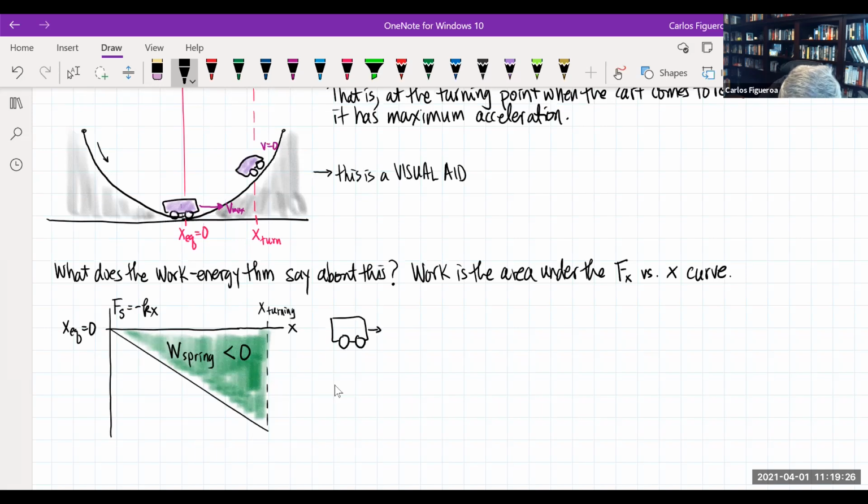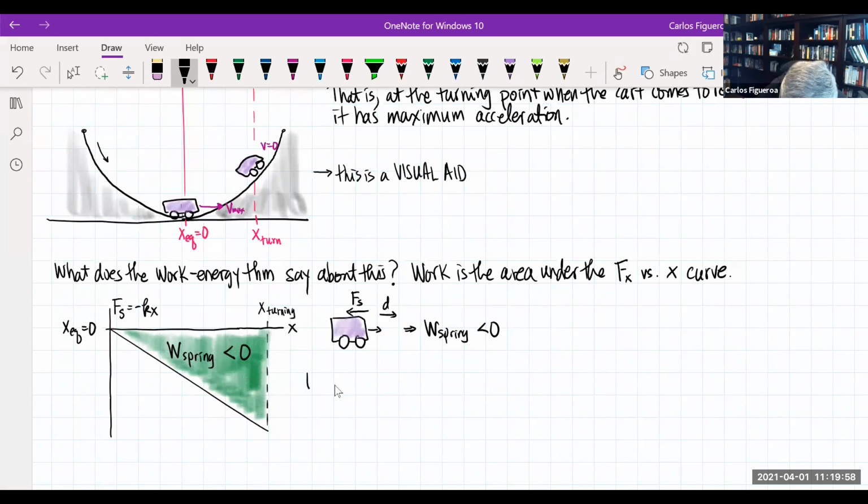It's moving in that direction. So when I'm looking at it, what I'm seeing here is that the displacement is in this direction, but the spring force is in that direction. That's what tells me that I'm having a spring force that's negative. So now we know that we're going to get a negative number. Of course we're going to get a negative number. We expected that because the cart is slowing down.